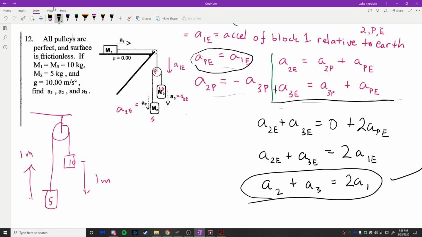You'll see this result proved in many different ways on the internet if you want to. This is often referred to as a double Atwood system. It's not exactly a double Atwood system, but in terms of the way the accelerations are related to each other, this is how it's going to be in a lot of problems like this. The sum of the bottom 2 accelerations is equal to 2 times the acceleration of this guy right here.